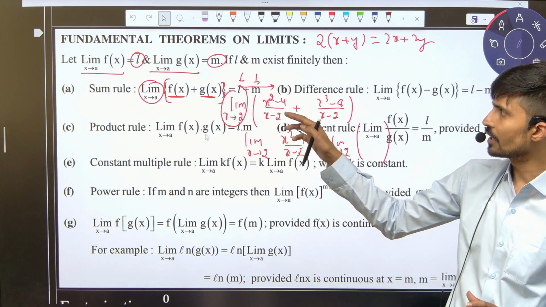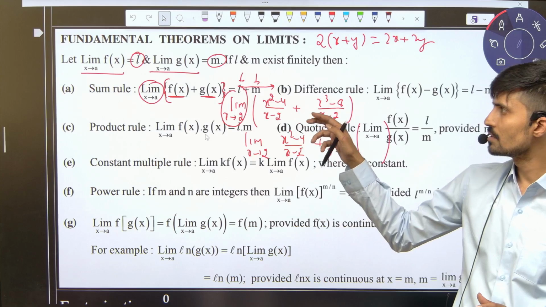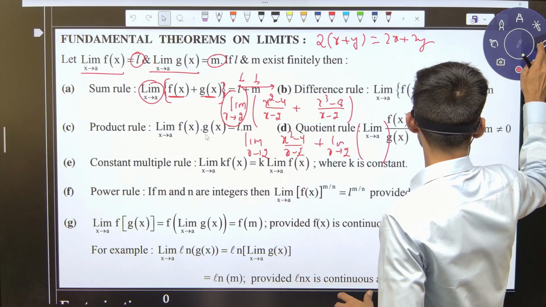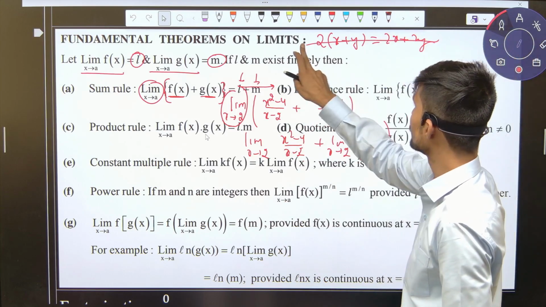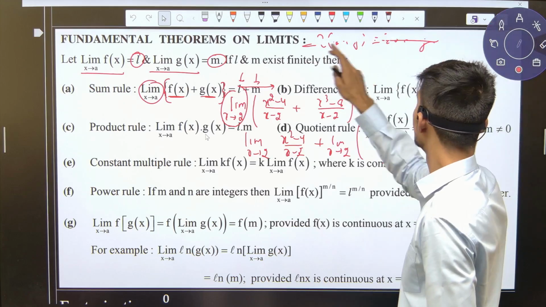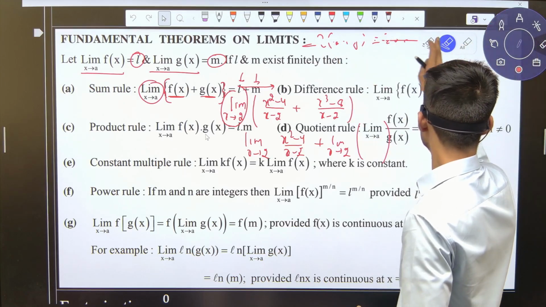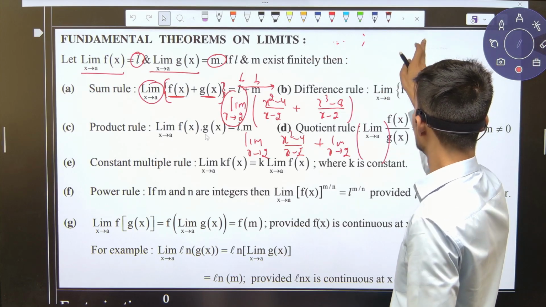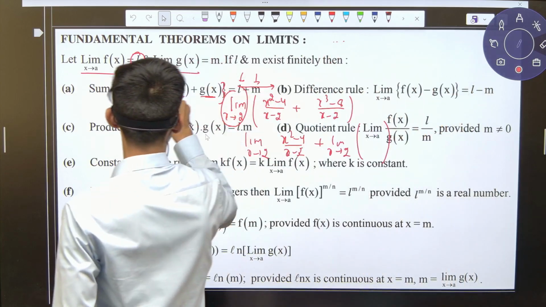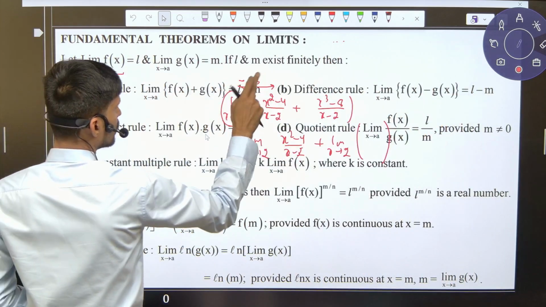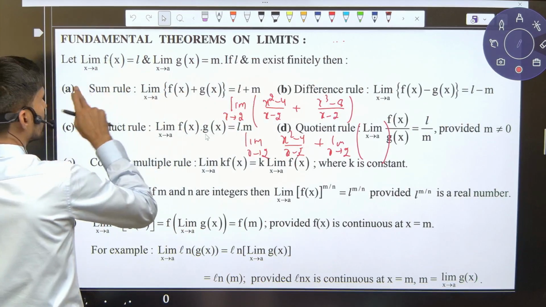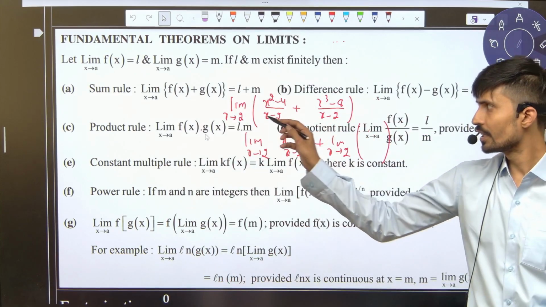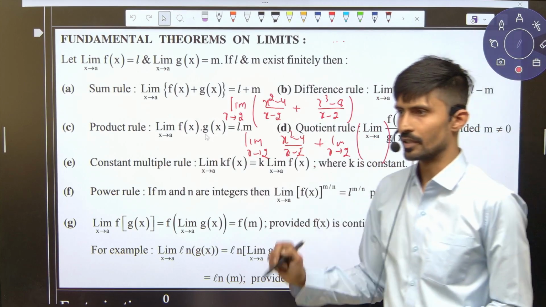So simply write down this. First write the first point and after that write down this as an example.